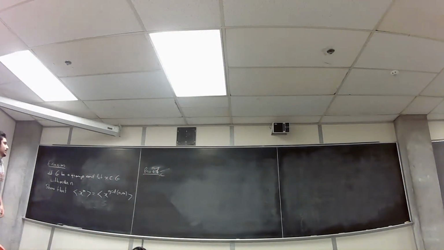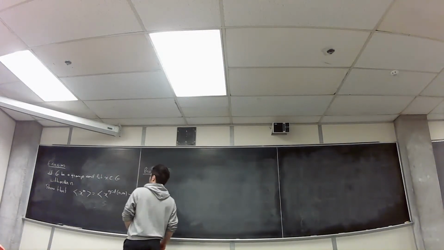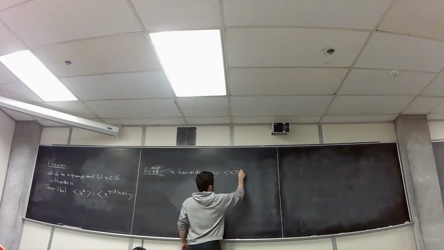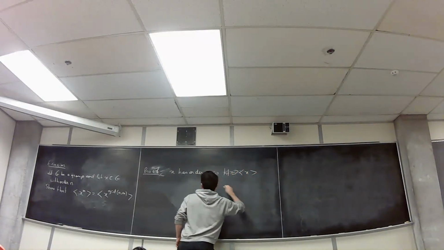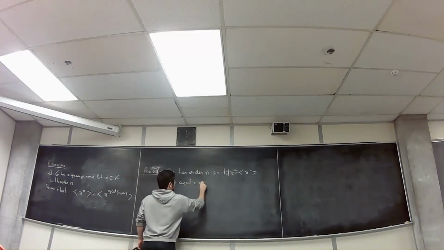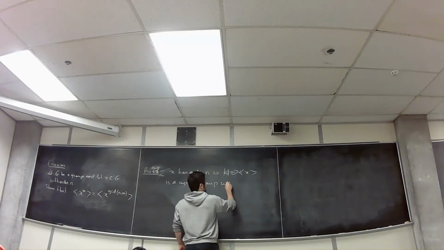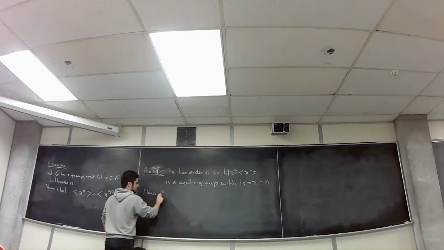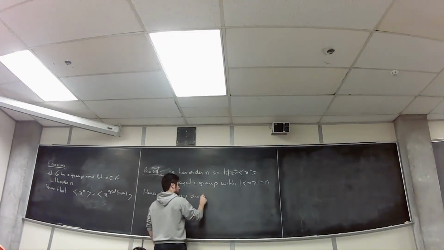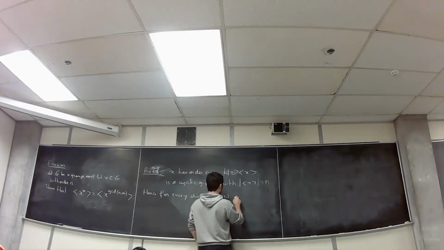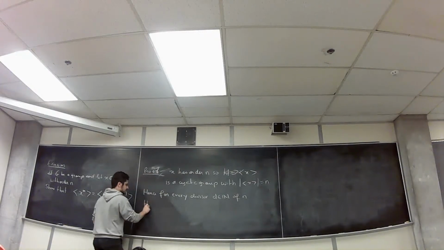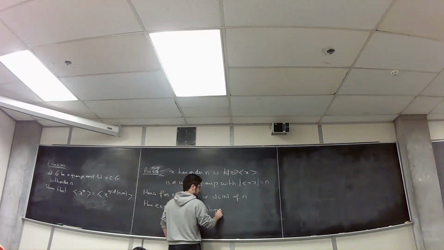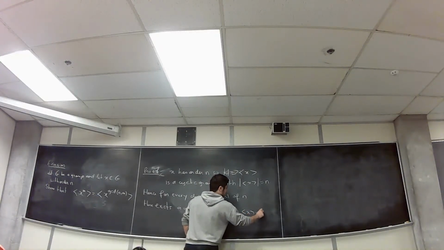Okay, so let's prove this. The idea here is not to go by brute force. The idea is to use the theorem that we learned about cyclic groups. So x has order n. So the subgroup generated by x is a cyclic group with n elements, a cyclic group of order n. Hence, I know that for every positive divisor d of n, there exists a unique subgroup of <x> with d elements.